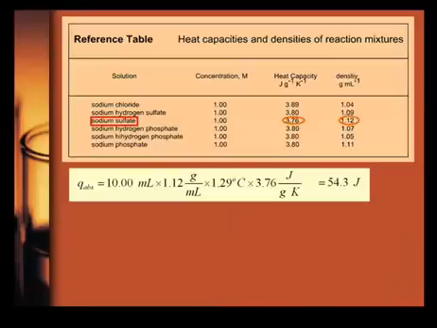So Q absorbed is equal to 10.00 milliliters, or the volume of the acid plus the volume of the base. So 5.00 plus 5.00 equals 10.00 milliliters times the density of the salt. From the table, it's 1.12 grams per milliliter, times our delta T, 1.29 degrees C, times S. From the table, 3.76 joules per gram per K, and we calculate that as 54.3 joules.